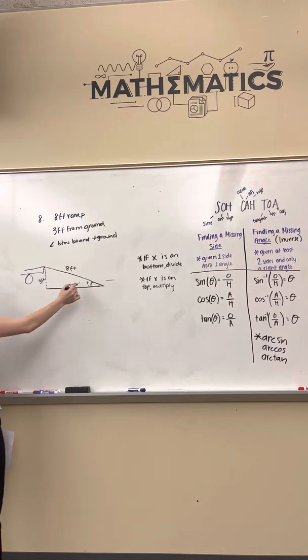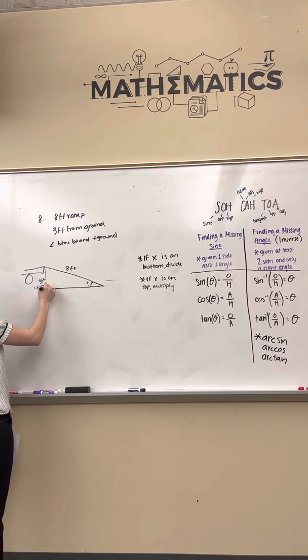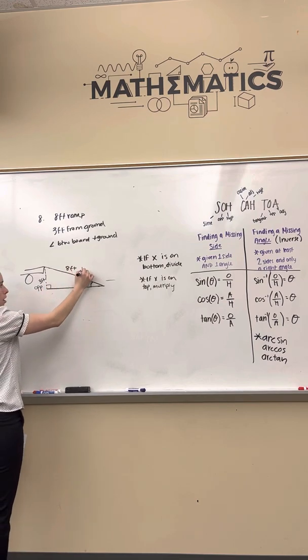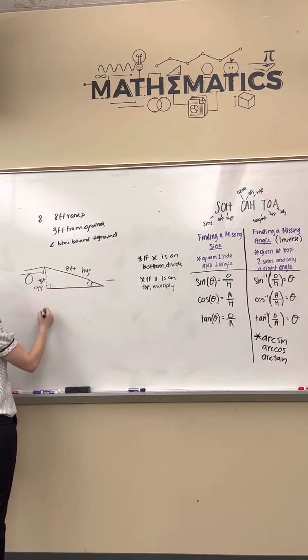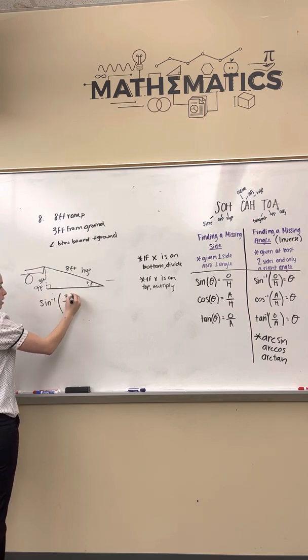Okay, so once again, we're dealing with our opposite. And then here's our right angle, so this is our hypotenuse. Opposite and hypotenuse says we need to use sine. We're finding an angle, so we want to use inverse sine of our opposite over adjacent, or hypotenuse.